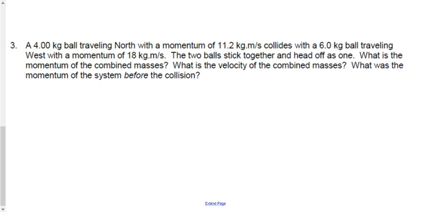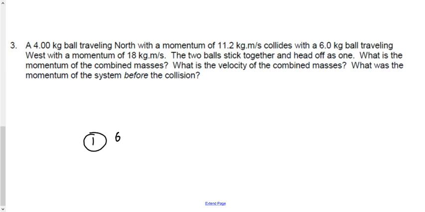Worksheet number 4, question number 3. The first thing we have to do, as with every other two-dimensional question, is draw what we call a situational diagram. That just describes what's going on here. We have a 4-kilogram ball traveling north with a momentum of 11.2 kilograms meters per second. I'm going to call that ball number 1.